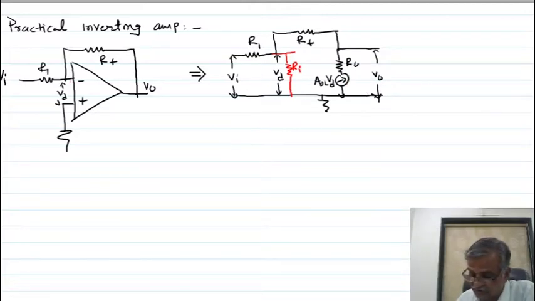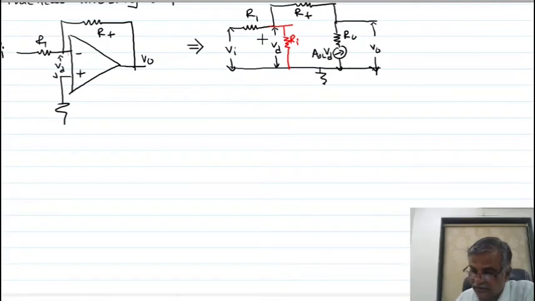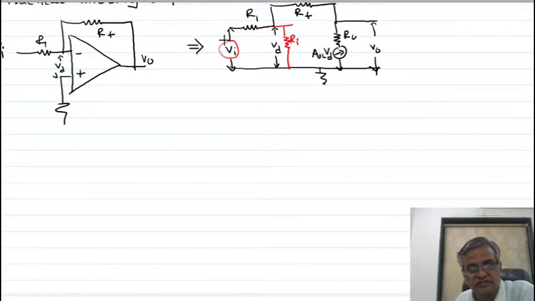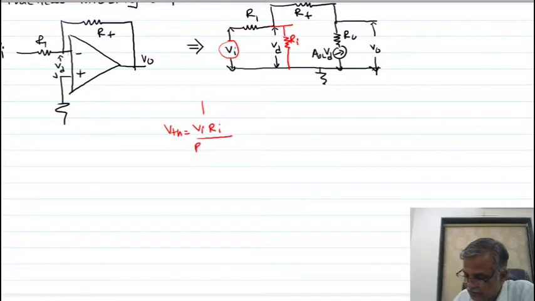Now I am showing you the Thevenin's equivalent circuit for this. Say this is your Vi. You must be knowing the Thevenin equivalent circuit. I have to draw Thevenin's voltage. Vth is Vi into Ri upon R1 plus Ri. This is your Thevenin's resistance. Rth is R1 parallel Ri.